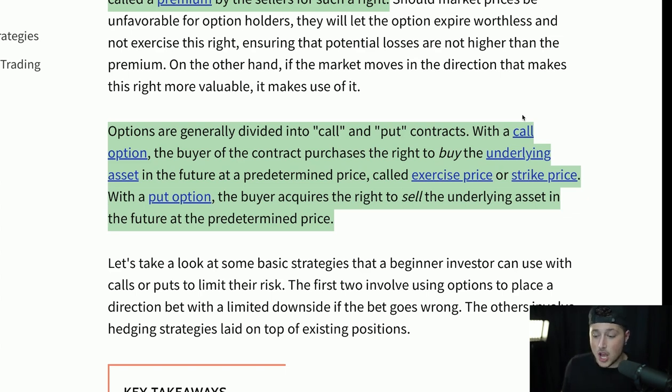And so as you can see, with a call option, the buyer of the contract purchases the right to buy the underlying asset in the future at a predetermined price called the strike price, right? So basically, here's the difference. You've got a call option, you've got a put option. A call option is you betting on the stock going up. So if you buy a call contract on Tesla, and the price of Tesla goes up, your call contract is going to go up. Those calls are going to make you money, right? So calls are for betting on the stock going up.